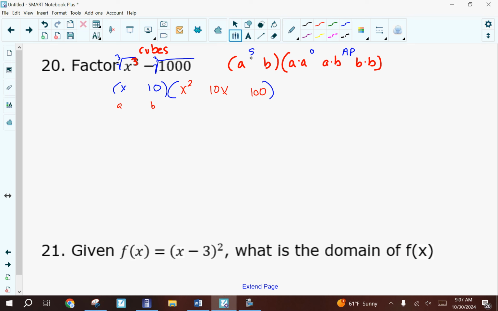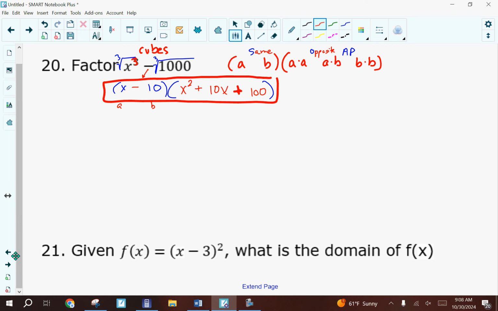And then we use the acronym SOAP. S means the same. So the same is this one right here. So we just drop that one down. So that's going to be a minus. O stands for opposite. So the opposite of minus is plus. And then the last one on all the problems for these cubes is always plus. So it's always going to be positive. So that's our answer.